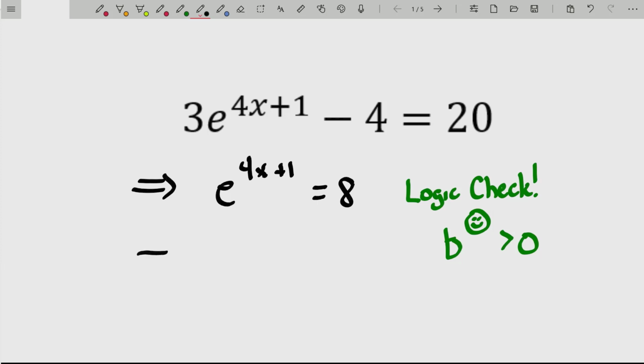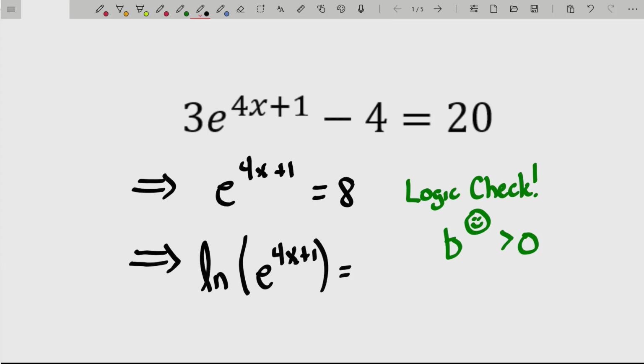I'll take the log of both sides. In this case, I'm going to do the natural logarithm because the base on this exponential function is base e. Doing that, I'll have the natural log of e raised to the 4x plus 1 is equal to the natural log of 8. Notice I applied the natural log to both sides, just like you would add 4 to both sides, or divide both sides by 3, or square both sides, or whatever. Whatever you do to one side of the equation, you must do to the other side of the equation.